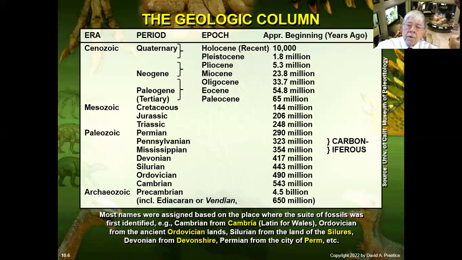Many of the names of those layers were not assigned based upon anything that had to do with dating, but instead on the place where the suite of fossils were first identified. For instance, the Cambrian was first identified in Wales, part of the United Kingdom, Cambria. Ordovician is from the ancient Ordovician lands, Silurian from the land of the Silures, Devonian from Devonshire, England, Permian from the Russian city of Perm, Triassic from the fact that the rock layers are divided into three parts, and so forth. Guess where Pennsylvanian and Mississippian were first identified?